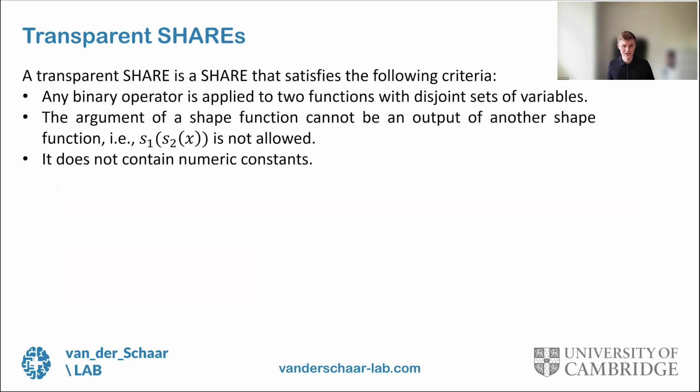So these two rules help us define a subset of Schaars that we called transparent Schaars. And apart from requiring that each binary operator is applied to functions with disjoint sets of variables, we've also included two other constraints to remove unnecessary redundancy and constrain the search space. So we don't want to directly compose shape functions with one another, and we also remove the numerical constants because these can be always absorbed into the shape functions.